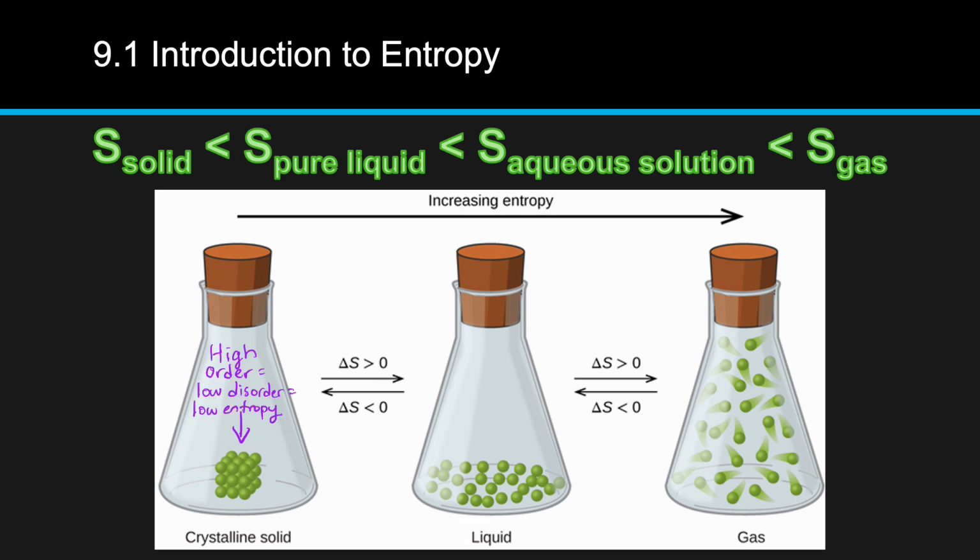Then moving to a liquid, our particles still have a finite volume. However, they can now slide past one another and they have a little bit more freedom. And because of that, we are increasing entropy going from a solid to a liquid. Then finally, we get to the gaseous state where we have particles that are completely free and spread out, which is going to be very high disorder or very high entropy.